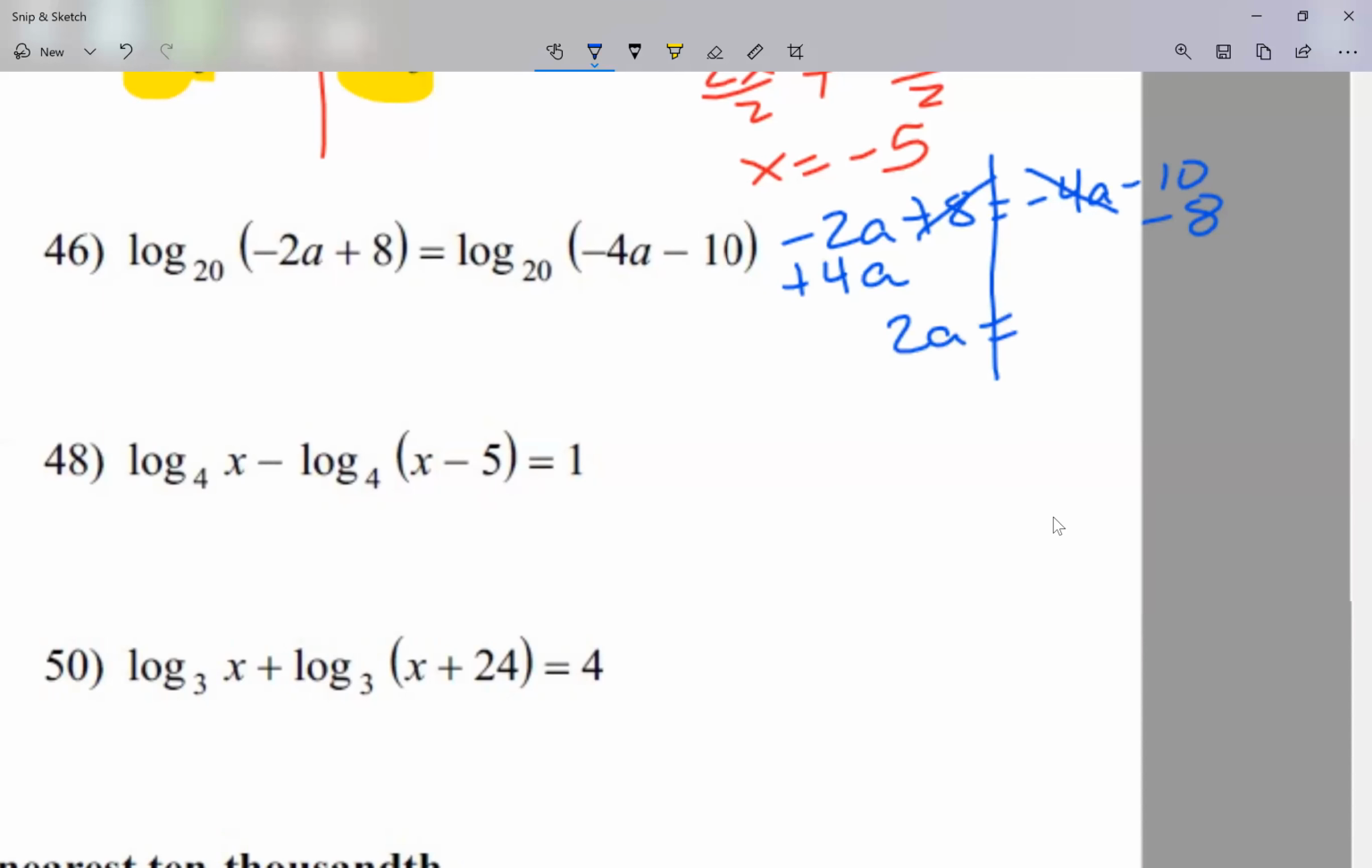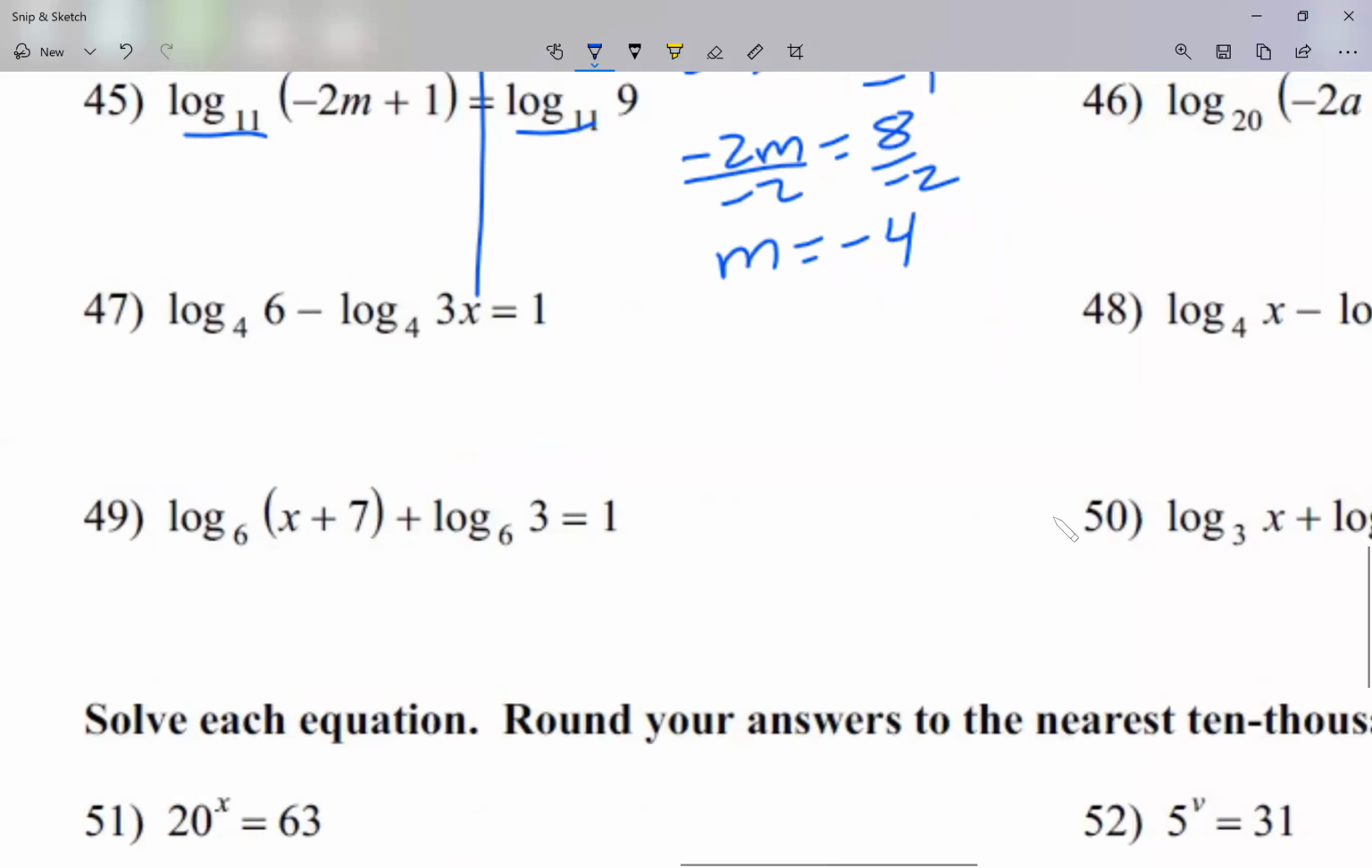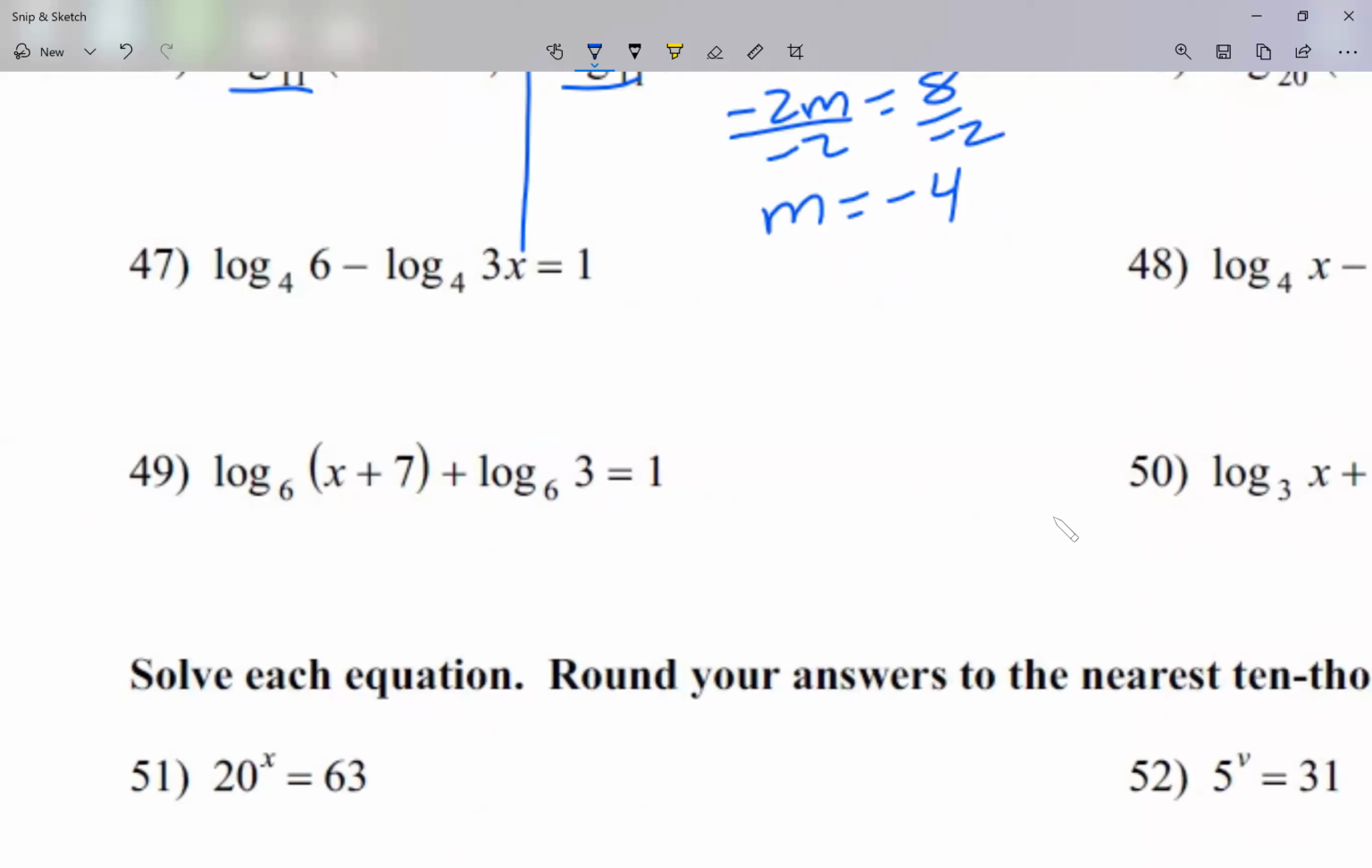Negative 10 and a negative 8, that gives me negative 18. Once I divide both sides by 2, I'm going to get a is equal to negative 9. Okay. Now let's take a look at the other case that I mentioned. What happens when log is only on one side?